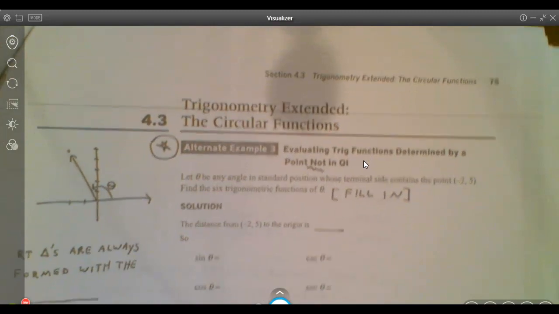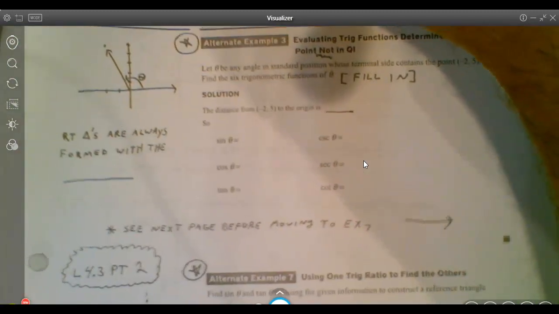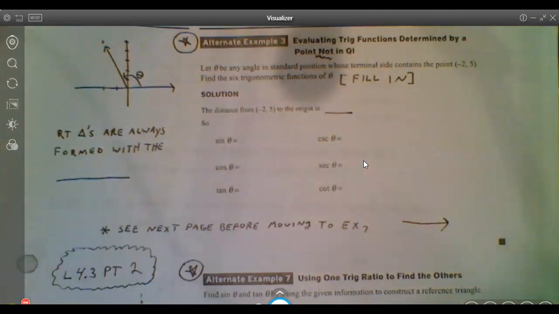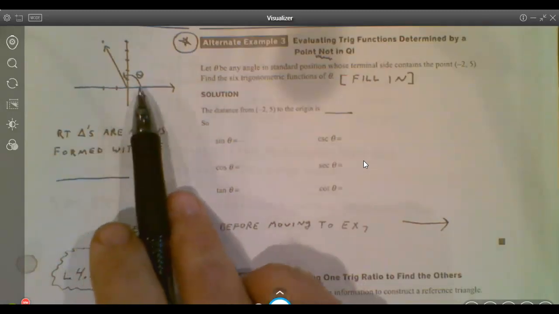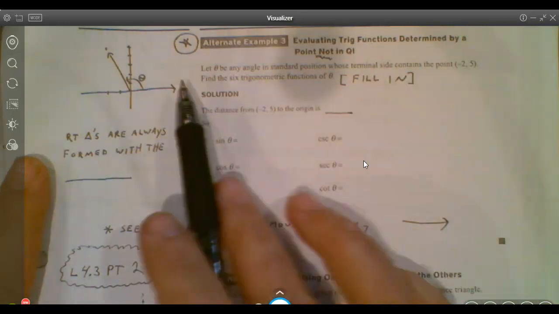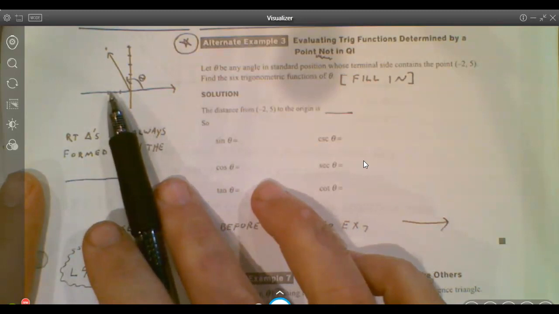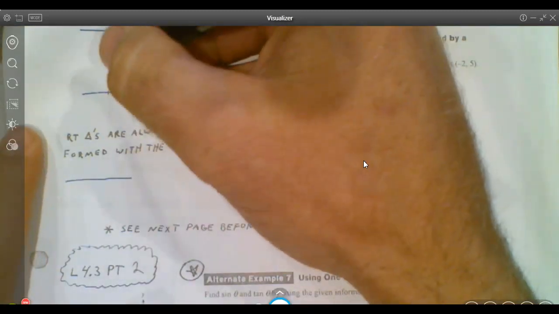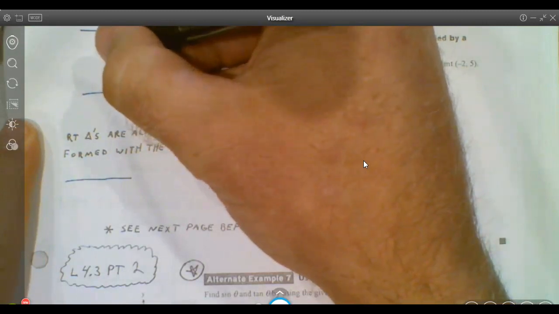So we're going to work on just one more example for part 1 here. This one's nice and short. All right, so using our 6 trig functions determined by a point not in quadrant 1. Now you see on this one, if I travel to negative 2, 5, that's what they were giving us. So I went negative 2, up 5. That puts me in quadrant 2. Here's where you have to start considering the signs of your answers.